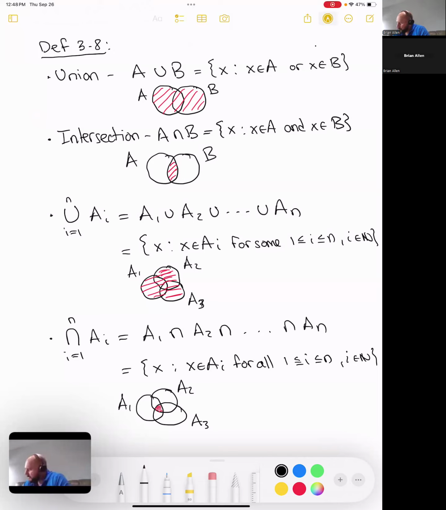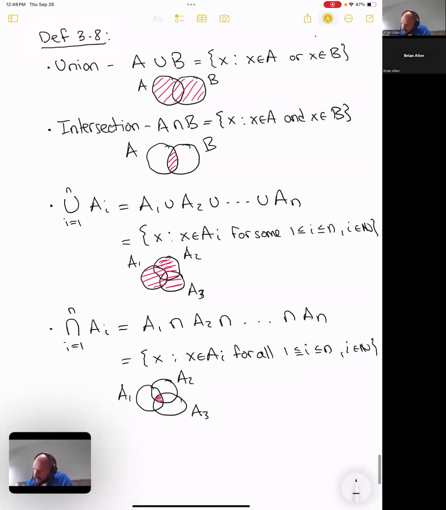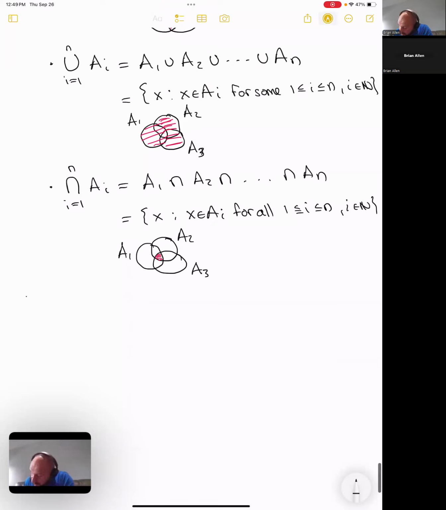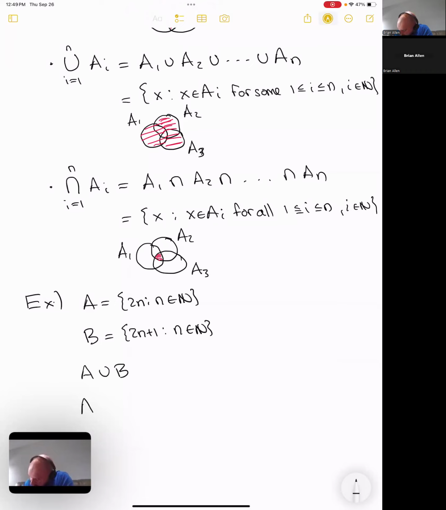All right, so let's play around with this with some examples, because the pictures are helpful, but we need to see some examples, and we're not always going to draw things. So let's see what we're talking about. So for instance, what if A is the set of even natural numbers and B is the set of odd natural numbers? Okay, well then A union B and A intersect B.